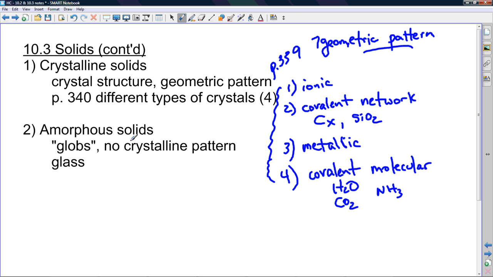The second, last thing that's additional for solids is some solids don't form crystals. They're what we call amorphous solids. Very scientific term here. They're globs. There is no real crystalline or no geometric pattern. They are just randomly arranged molecules. Best example of this is glass, especially older glass.